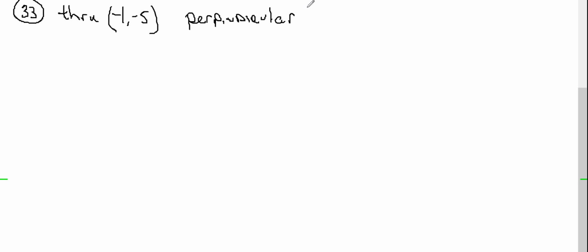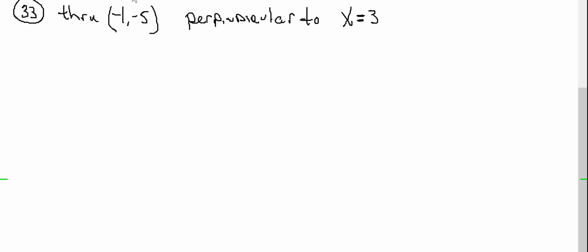I'm going to do one more, which is number 33, saying it's through, what? Through -1, -5, and it's saying that it's perpendicular to x equals 3. Okay.